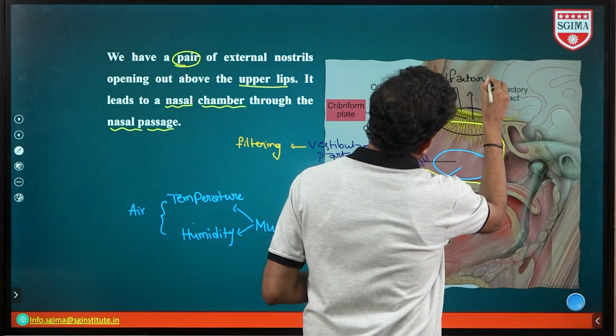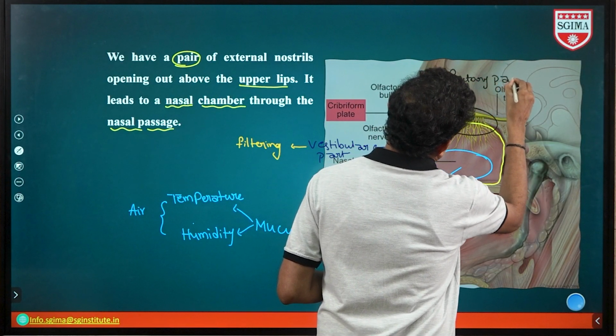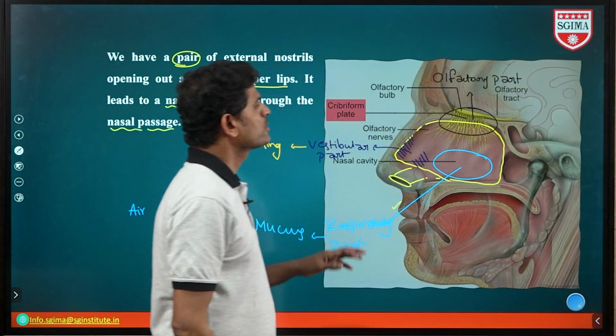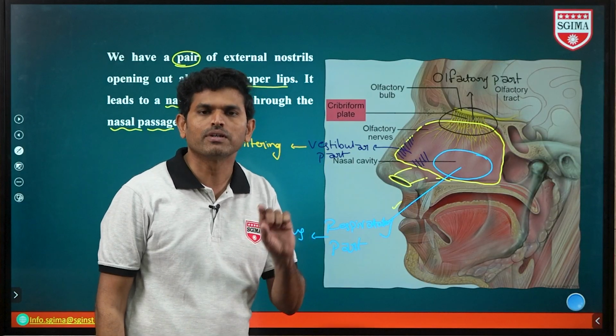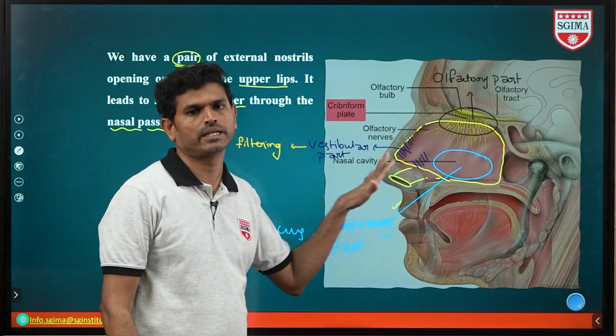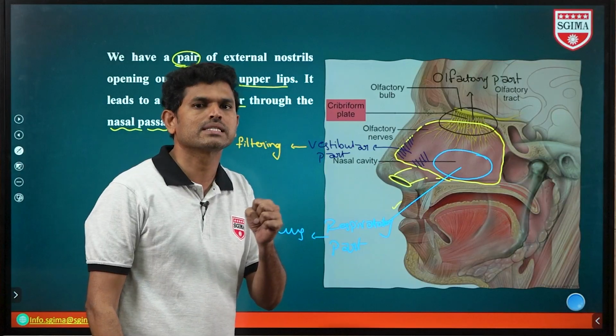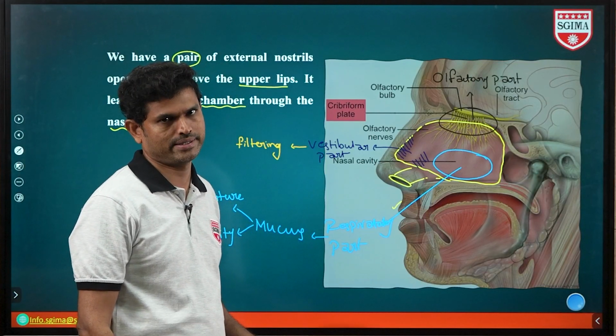Olfactory part. Okay. So the olfactory part does not belong to the respiratory system, but it is situated in the respiratory tract for the purpose of sensing the smell of the surroundings.